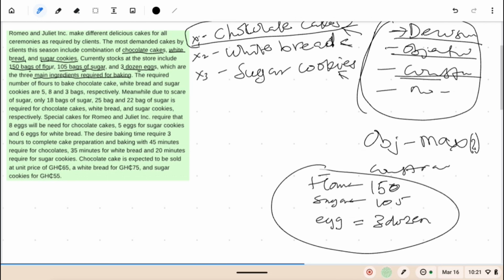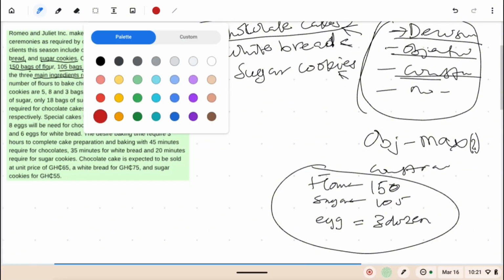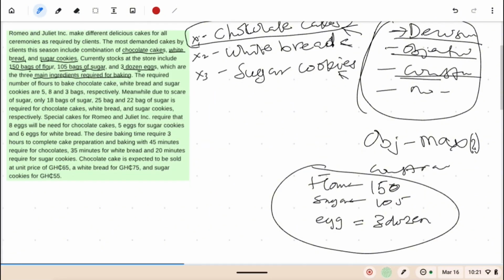They're not giving you details about the number of ingredients they use in producing each of their cookies, right? So they said, let me use red here. They said that they require flour to bake chocolate cake, white bread and sugar cookies are 5, 8, and 3 bags respectively. Respectively means this 5 is for the chocolate, this 8 is for the white bread, and this 3 is for the sugar cookies.